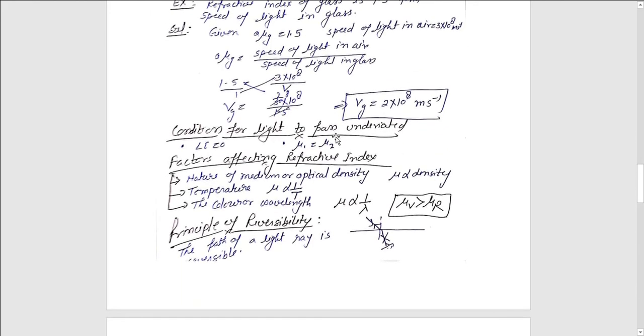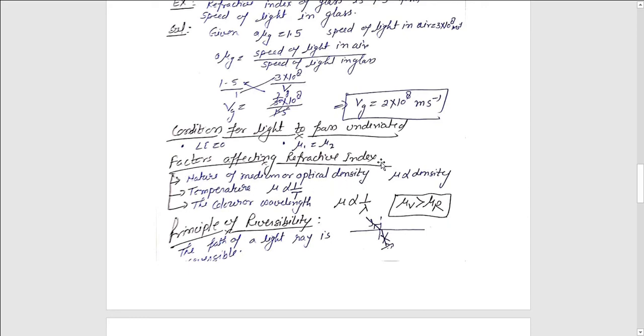Condition for light to pass undeviated. Undeviated means without changing its path. As in the beginning I said, when the ray of light is incident normally, then i is equal to 0. And the refractive index of both the mediums should be the same. Mu1 is equal to mu2. It means when the ray of light travels from one medium to another medium, the refractive index should be the same.